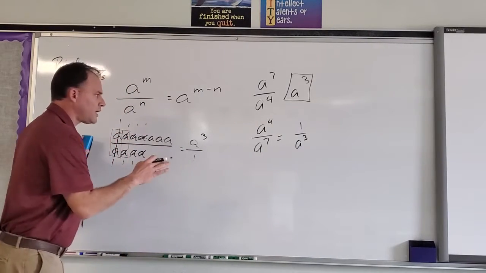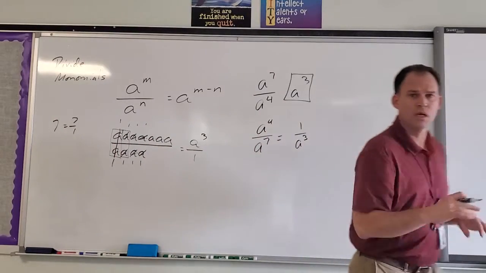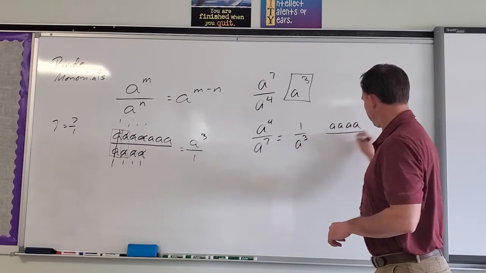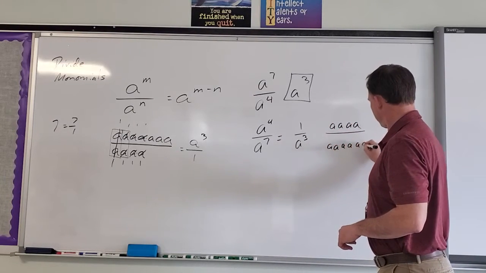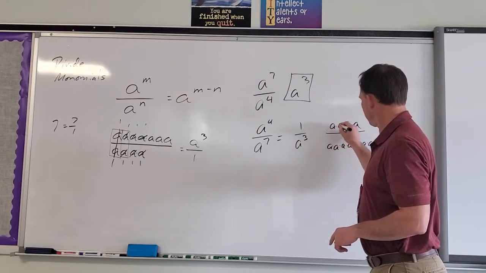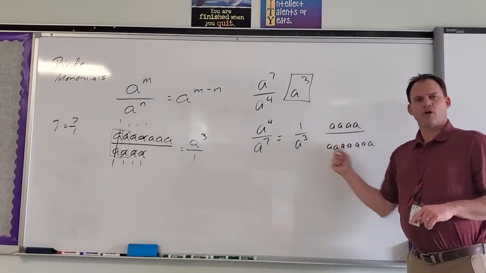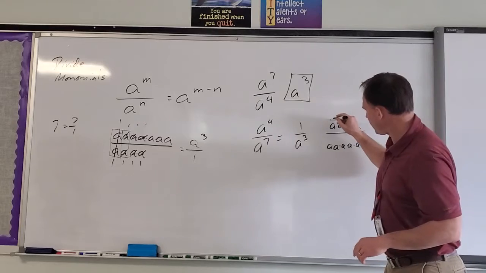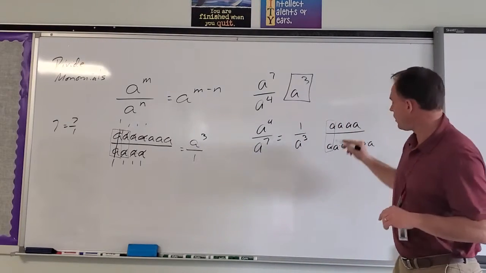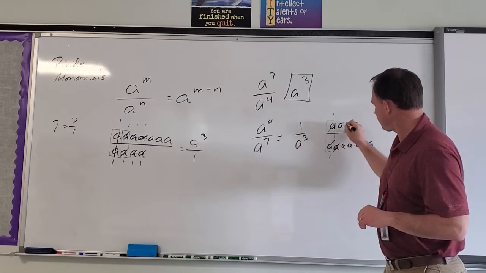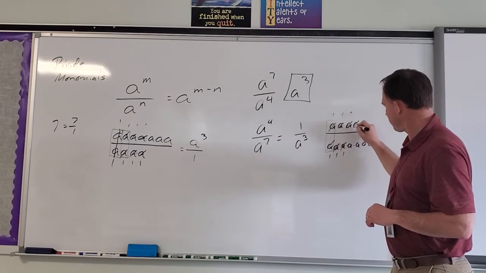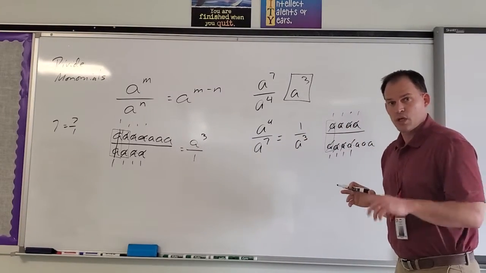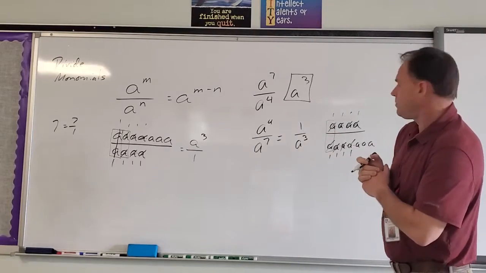But let's come over here. What if we have this? What if we have 4 on top and 7 on bottom? Again, if I refocus, instead of looking at this as a bunch of multiplication, I look at it as a bunch of division problems, a divided by a is 1. So now all 4 of those have divided with all 4 of those. Don't say cancel. They're dividing to be 1.